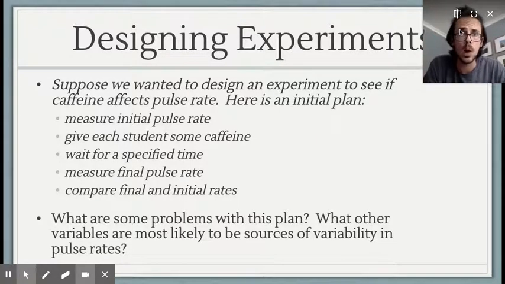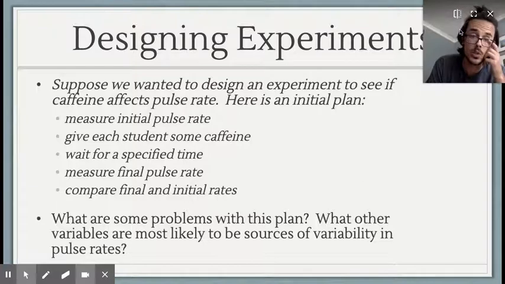So I want you to think, and again, pause me here, think about potential problems with this plan, because there are definitely plenty of problems with how I currently have this structured. Okay, so pause me, and I'll talk about a couple of the big things that I would want you to consider.